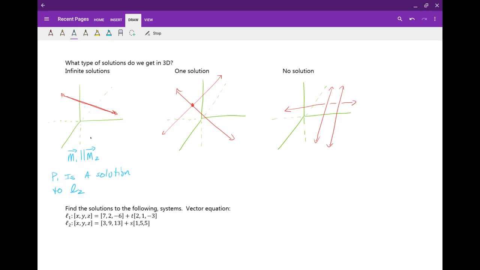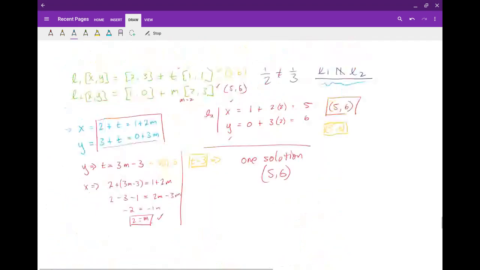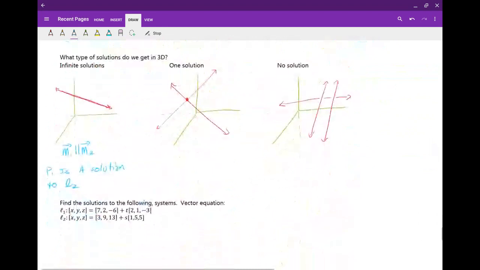So that would be how that one works. I don't think I have an example of that in this because it's very similar to an example we did back up here, right? Wherever that was. Okay? I don't know. I can run through one of those by request though. So anyway, let's go with one solution. Well, in a one solution scenario, we know that M1 is not parallel to M2. Okay.